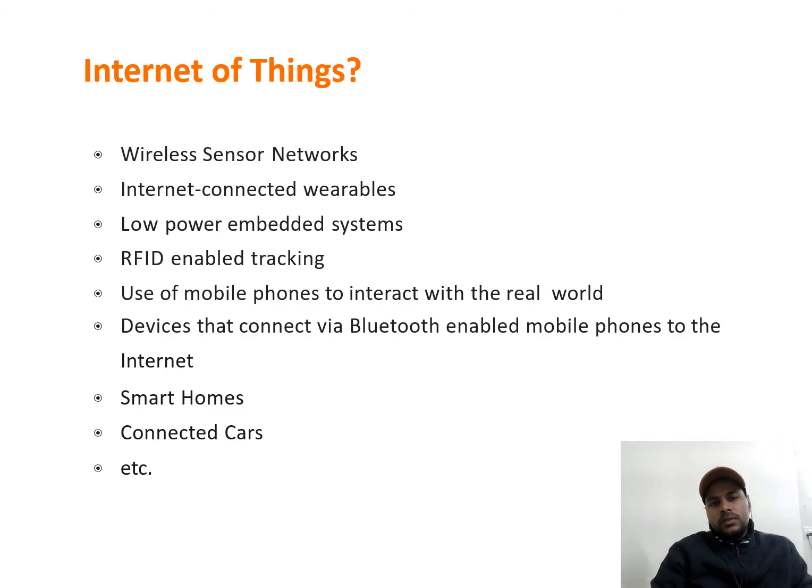So what does the Internet of Things consist of? It consists of wireless sensor networks having the power to sense any parameter according to our demand, internet-connected wearables, low power embedded systems, and RFID-enabled tracking, like the barcode scanner you have seen while purchasing a product, where the barcode behind the product is scanned. It also includes the use of mobile phones to interact with the real world, devices that connect through Bluetooth-enabled mobile phones to the internet, smart homes, connected cars, etc. These are examples and the components used for building up the Internet of Things as a whole.